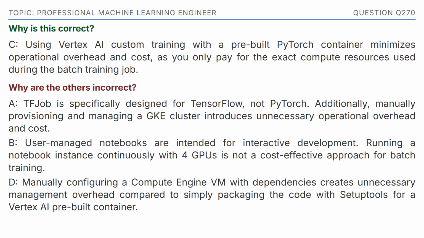Why are the others incorrect? A. TFJob is specifically designed for TensorFlow, not PyTorch. Additionally, manually provisioning and managing a GKE cluster introduces unnecessary operational overhead and cost. B. User-managed notebooks are intended for interactive development. Running a notebook instance continuously with 4 GPUs is not a cost-effective approach for batch training. D. Manually configuring a Compute Engine VM with dependencies creates unnecessary management overhead compared to simply packaging the code with setup tools for a Vertex AI pre-built container.